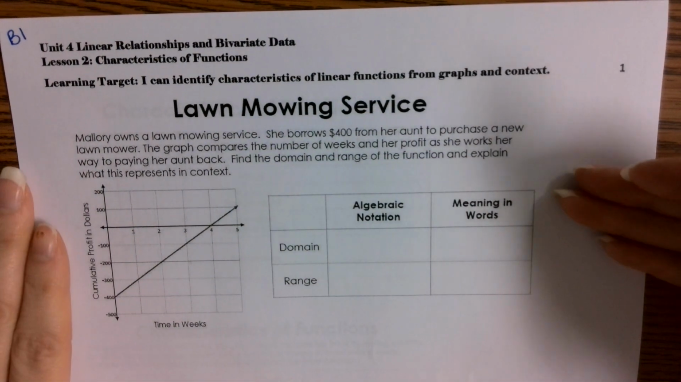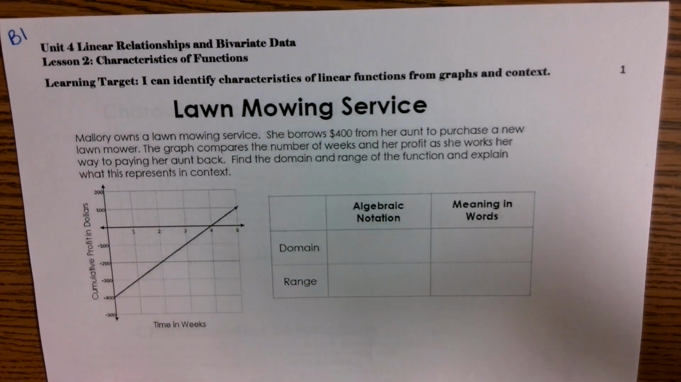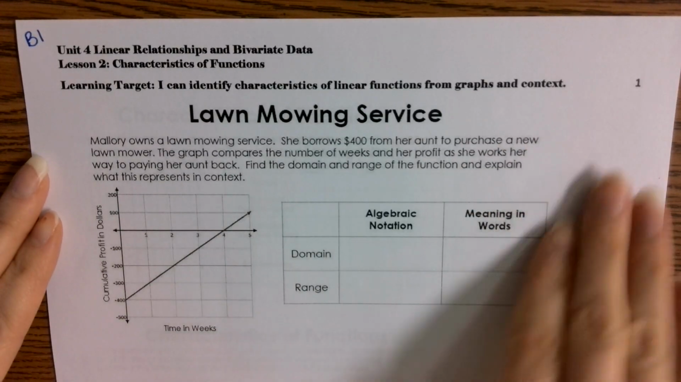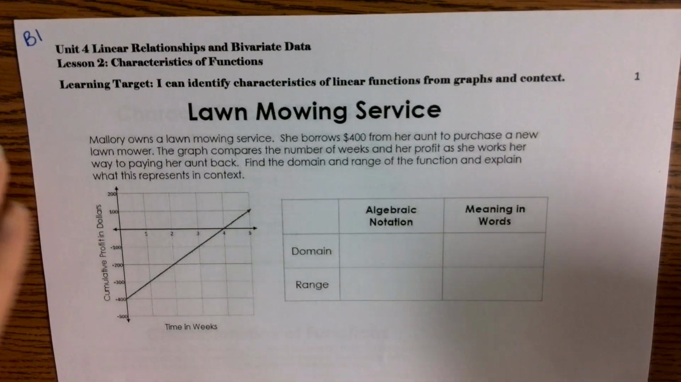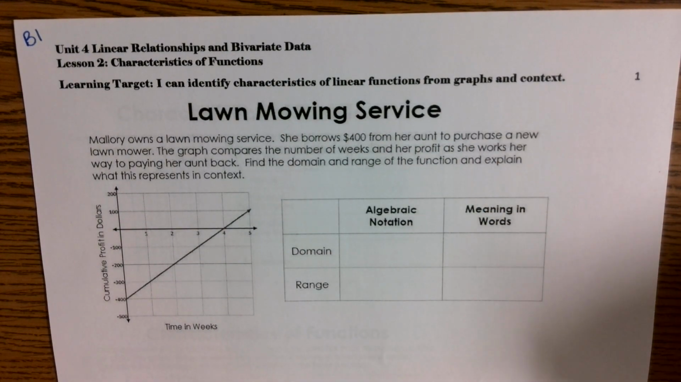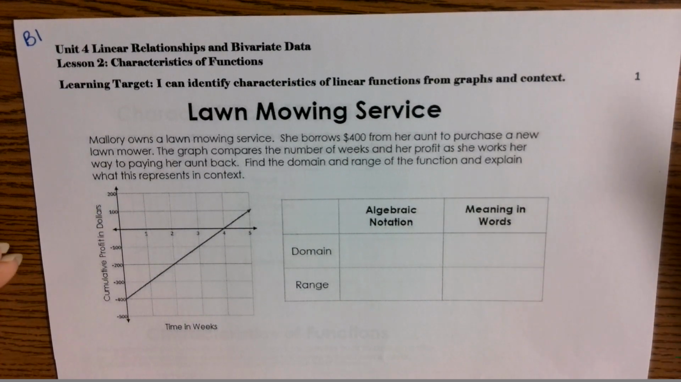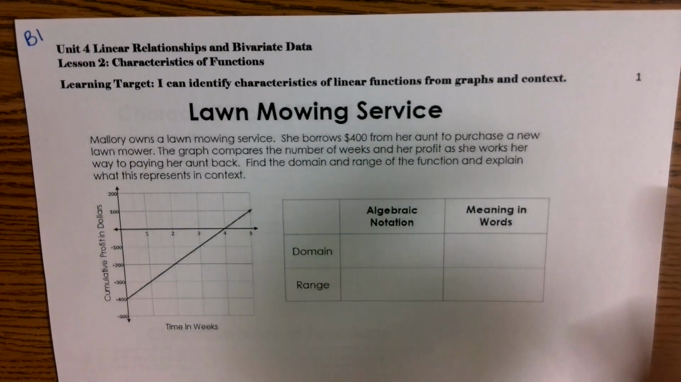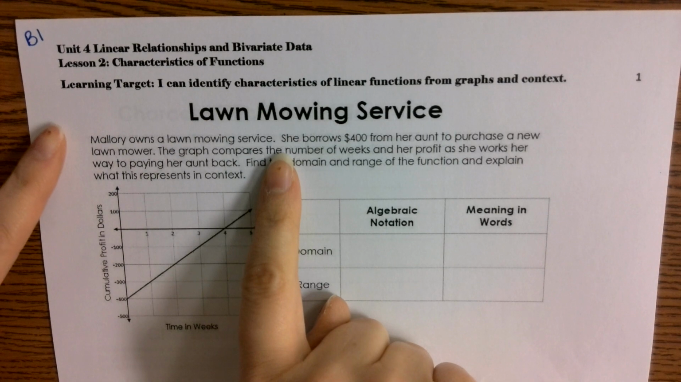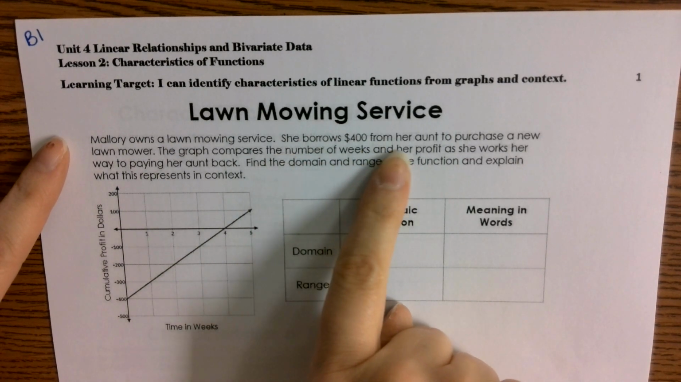With context, a word problem or a real world format, then we can start describing what they are going to represent. So this is just a quick reminder of how to write our interval representation for our domains and our range. Here, Mallory owns a lawn mowing service. She borrows $400 from her aunt.